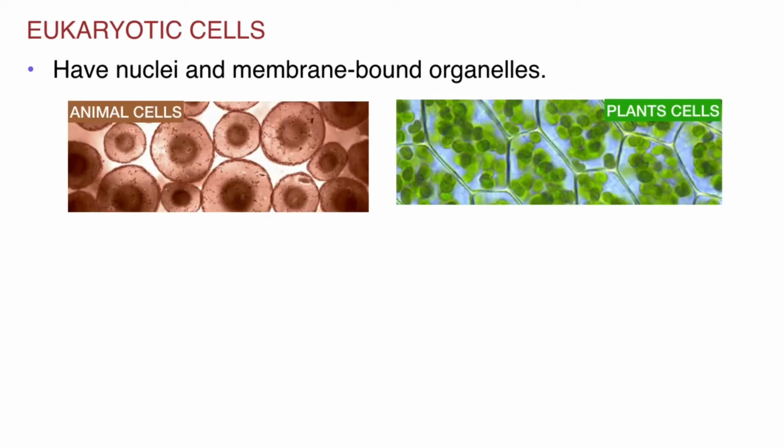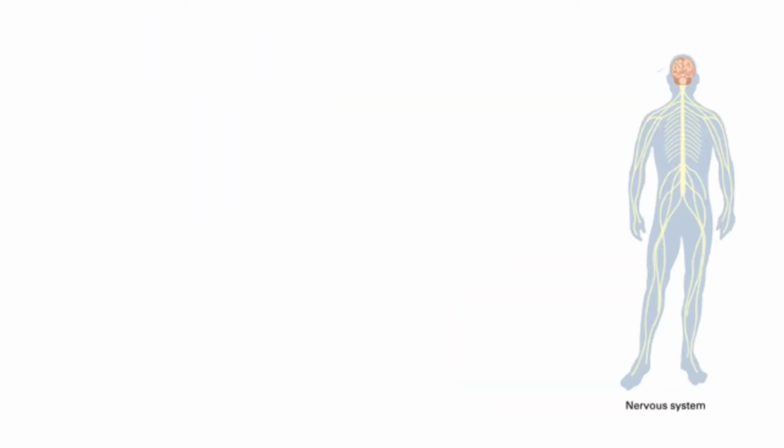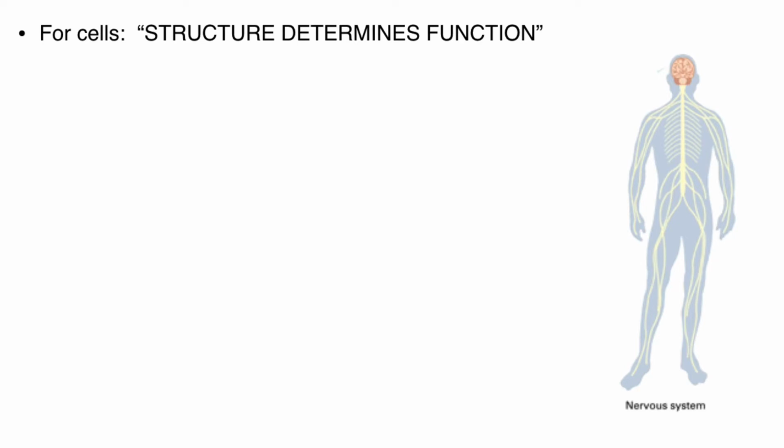Every other cell, like animal and plant cells, for example, are called eukaryotic cells. Eukaryotic cells have a nucleus, as well as a variety of membrane-bound organelles and other cell structures, which is actually what will be the focus of today's lesson. And once again, let's focus on how structure determines function.